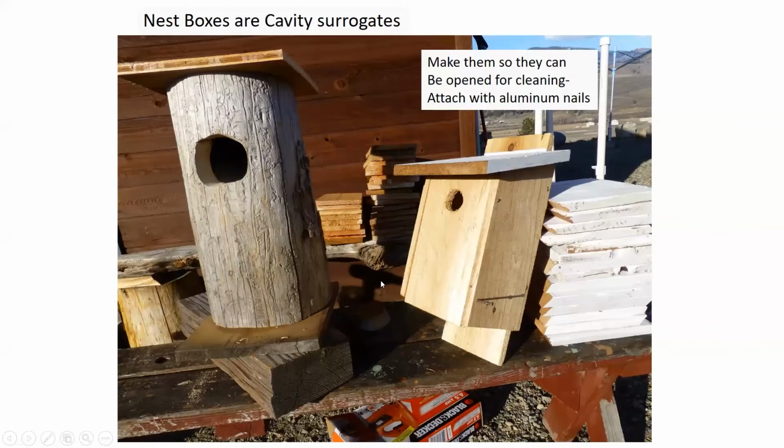Okay, so nest boxes. Some people are skeptical about nest boxes, but I really like them because they work. They're cavity surrogates. So sometimes these can provide what's missing for chickadees or small owls. Not so much woodpeckers. They've got to make a hole. You can fill them up with chips. There's a lot to it.